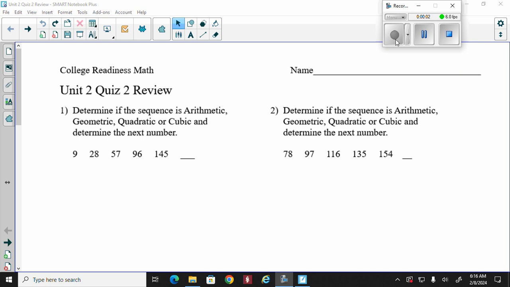Okay, this is the Unit 2 Quiz 2 review, so let's go ahead and get started. All right, this very first question here we have seen several times this semester, so we're just going to go ahead and dive into it.